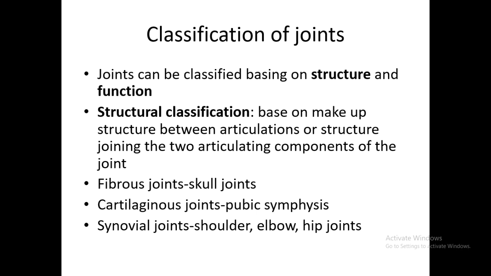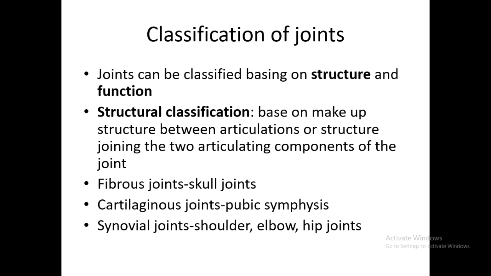Joints can be classified based on the structure and function. Structure classification, we see the structure and then we can classify the type of joint it is. So based on makeup, structure between articulations, or a place where two or more bones meet and rotate from, or structure joining the two articulating components of the joint.